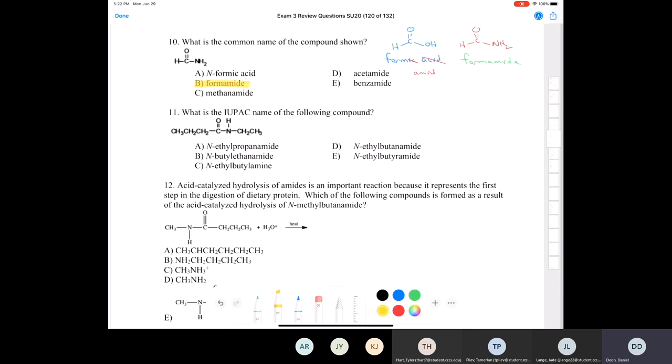There is another name in here that is the correct name for the compound, and that is methanamide, right? I would go from methanamide to ethanamide, so on and so forth. But methanamide, this is not common.